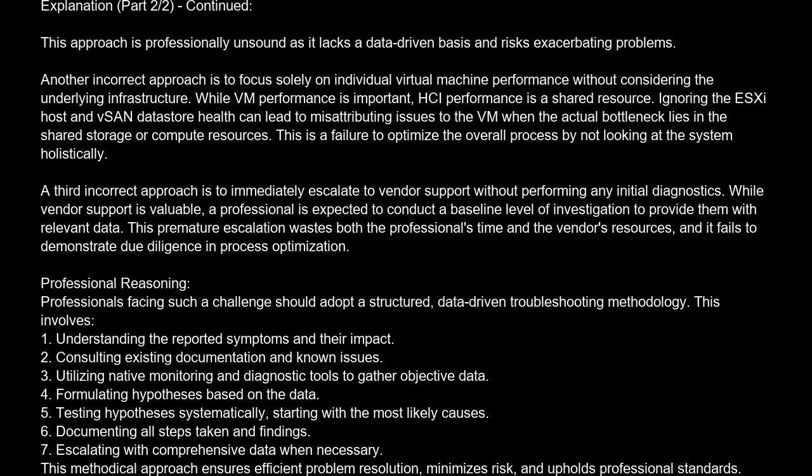Another incorrect approach is to focus solely on individual virtual machine performance without considering the underlying infrastructure. While VM performance is important, HCI performance is a shared resource. Ignoring the HCI host and vSAN data store health can lead to misattributing issues to the VM when the actual bottleneck lies in the shared storage or compute resources. This is a failure to optimize the overall process by not looking at the system holistically.